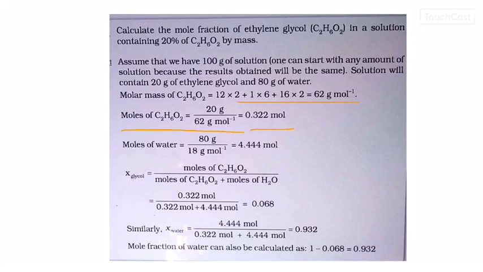Moles of water: 80 is the mass of water, 80 by 18 gram molar mass, 4.444. So the mole fraction is 0.322 mole divided by total number of moles. It is about 0.068. To find the mole fraction of water, either you can take the number of moles of water divided by total number of moles, or you can simply subtract the mole fraction of ethylene glycol from 1, because it is a binary system. 0.932 is the mole fraction of water.